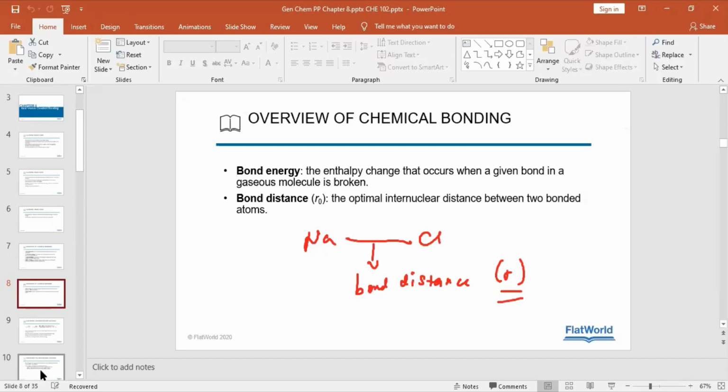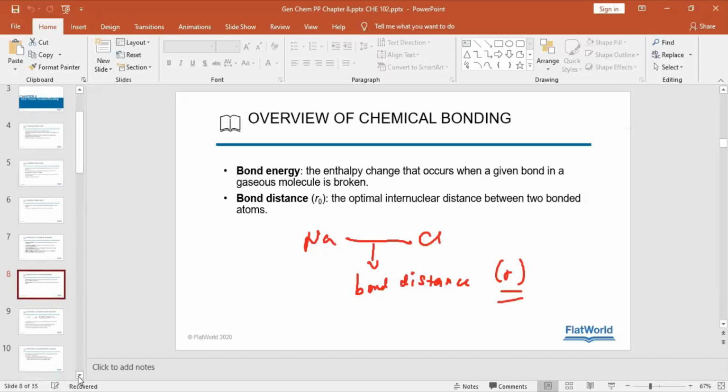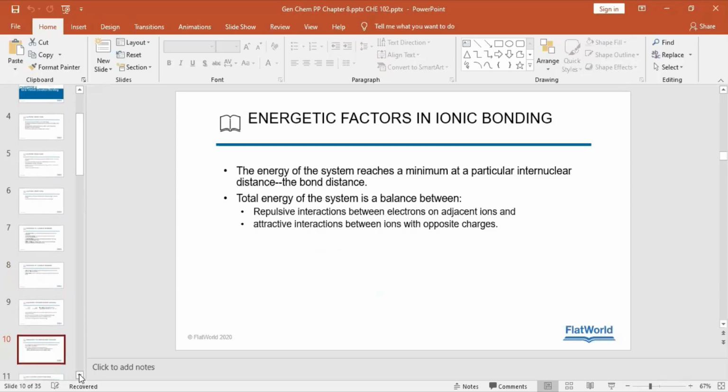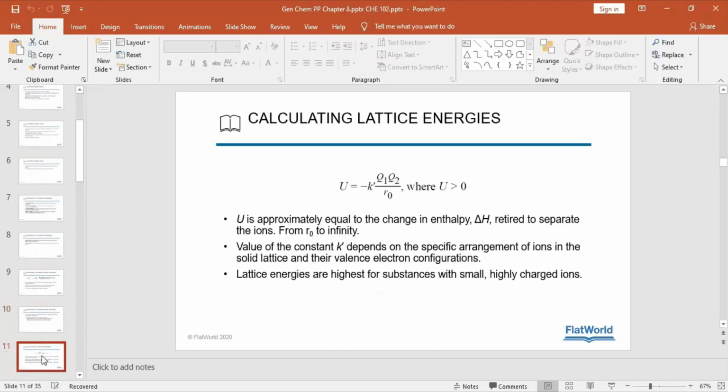So basically, the lattice energy or the bond energy, how we are able to measure the energy quantitatively, that's what we're going to discuss here. For example, the lattice energy is approximately equal to the change in enthalpy. Enthalpy means heat. Enthalpy refers to heat or energy that's applied. The change in energy or enthalpy is required to separate the ions to infinity.